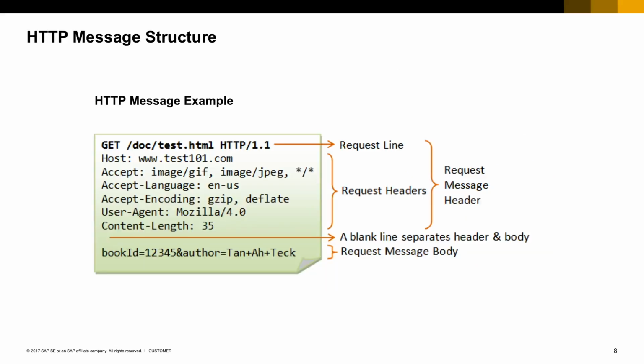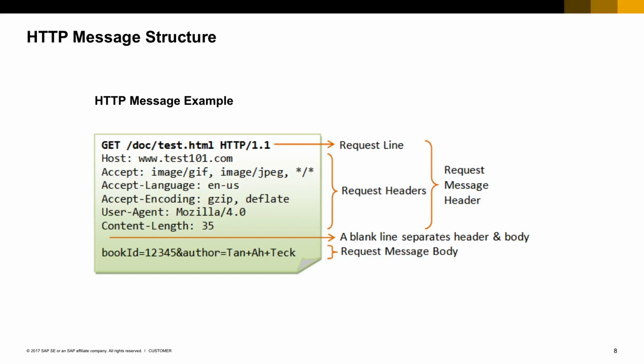Here's an example of an HTTP message that is sent from the browser to the server requesting some resources. In this case, we can see that this message uses the method GET. That means the browser wants to retrieve one resource from the web server. In this case, the resource is the page located at /doc/test.html. It also points to a specific host, test101.com.